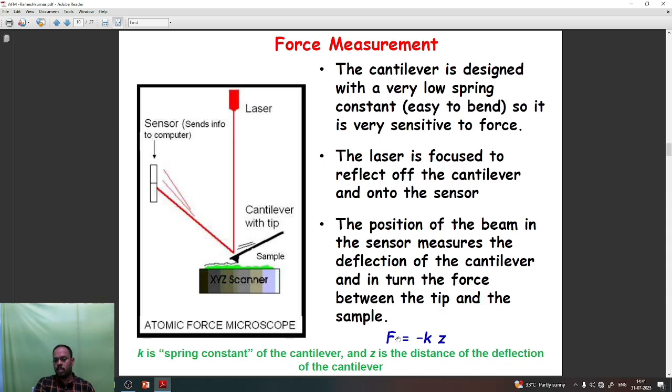That force will be equal to minus K multiplied by Z, where K is the spring constant of the cantilever tip, and Z is the distance of the deflection of the cantilever.